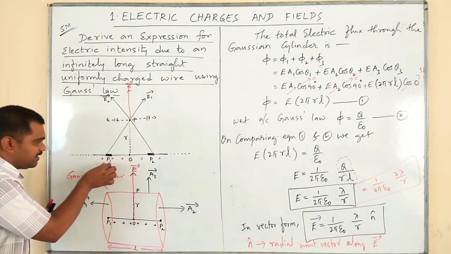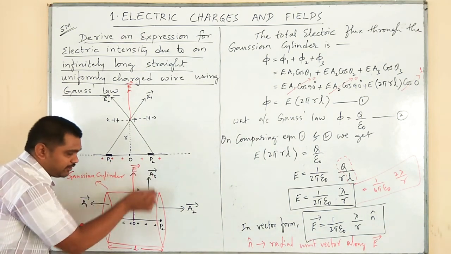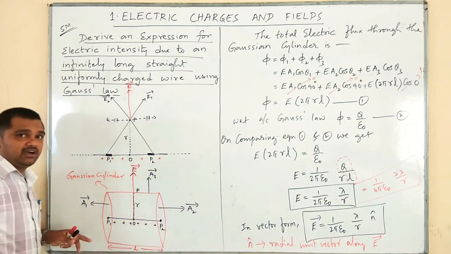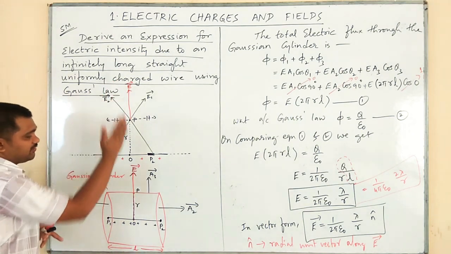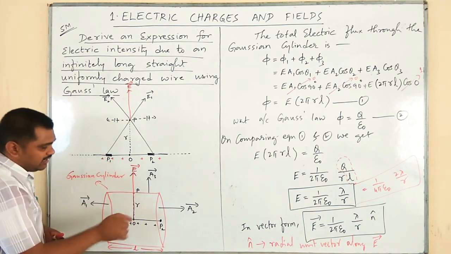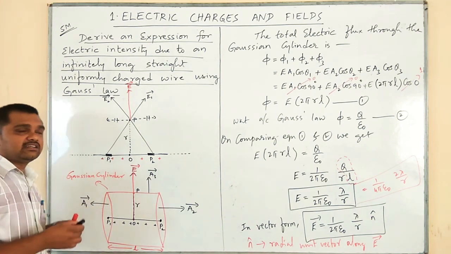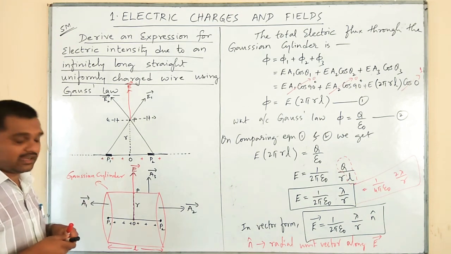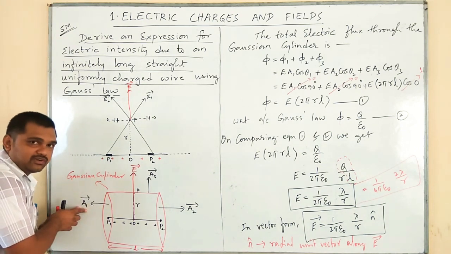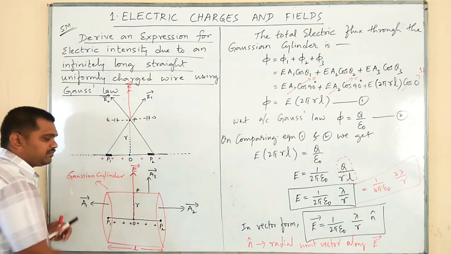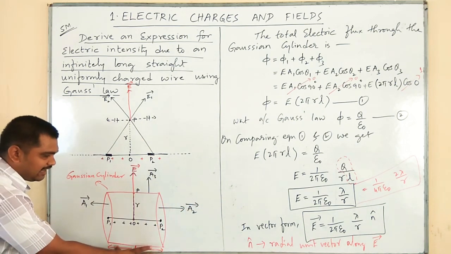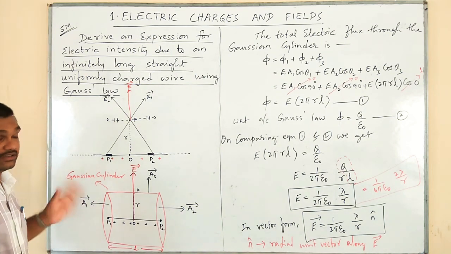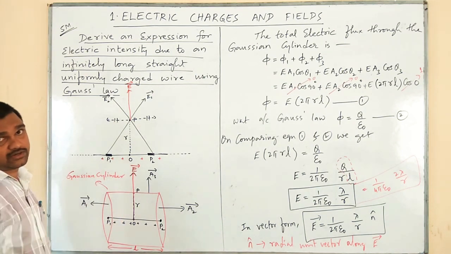Now see, P1 I have written here, P2 I have written here. This distance I have taken as the radius of the Gaussian cylinder. The direction of the electric field I wrote as it is. Now, a cylinder consists of three areas, two flat areas and one curved area. So this is area 1 vector, the flat area, area 2 vector, area 3 vector. Let L be the length of the Gaussian cylinder, R be the radius of the Gaussian cylinder. Okay, we have followed the first rule.